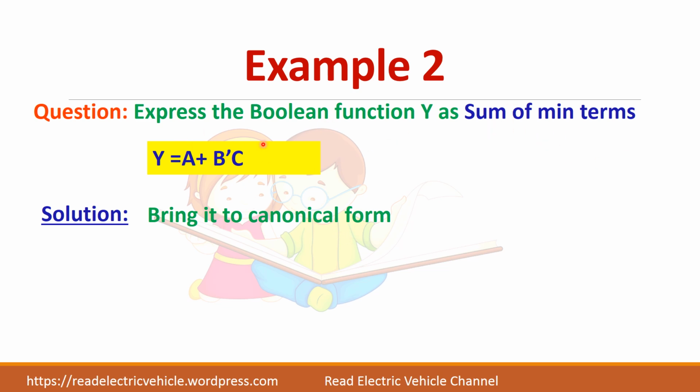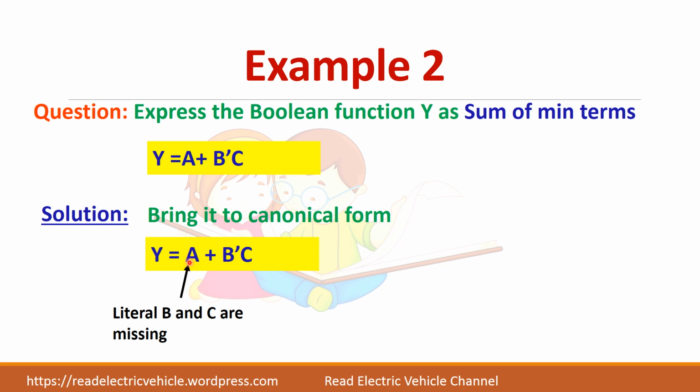So let us bring this to canonical form. Canonical form means all literals should be present in each term. So by seeing this equation, we know it is a 3 variable function. A, B and C are there. Here B and C are missing. In this term A is missing. So we should include B and C here and A here.